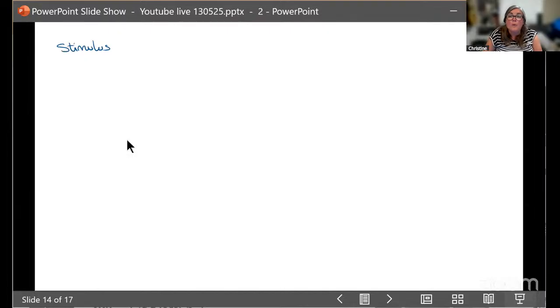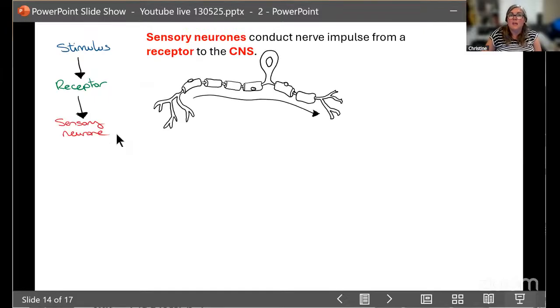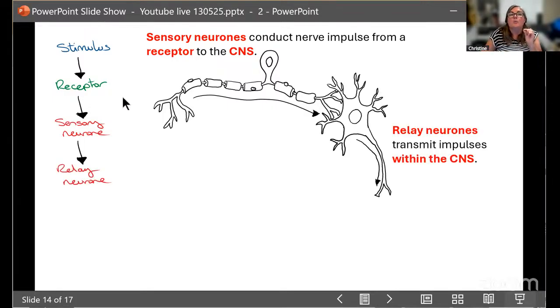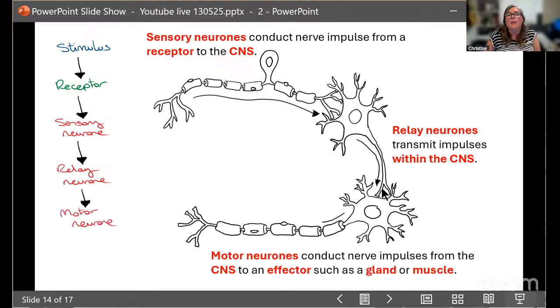So the key thing for you to know when it comes to reflex is it is an automatic response. It is using your autonomic nervous system. So you have this stimulus, your receptors detect it, they will then send the impulse down a sensory neuron, and that will go from the receptor to the central nervous system. You will then have these relay neurons, which are within the central nervous system. And then you'll have motor neurons that are going to conduct the nerve impulse from the central nervous system to either an effector or to a gland.